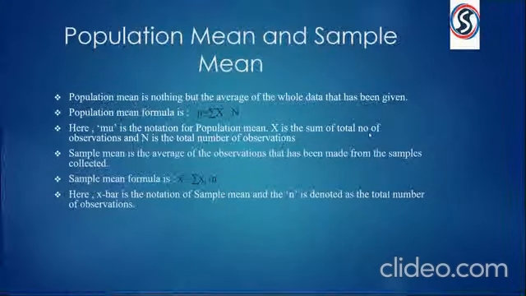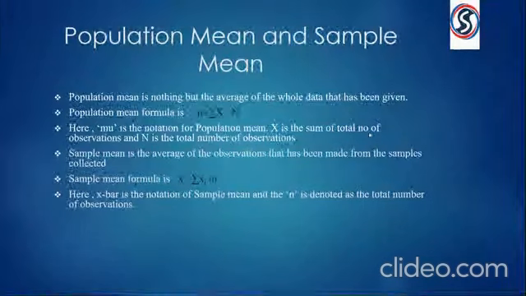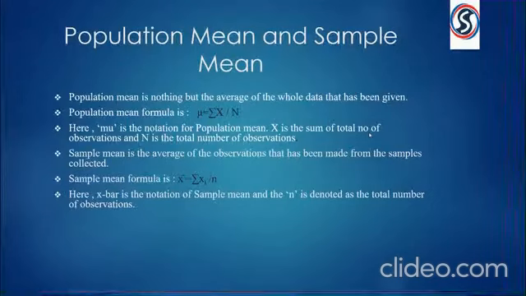Sample mean is the average of the observations made from the samples we collected. When we calculate the average of the sample data that we have collected from the population data, always remember the population is the whole data and the sample data is the part of that population data that we collected for our analysis.